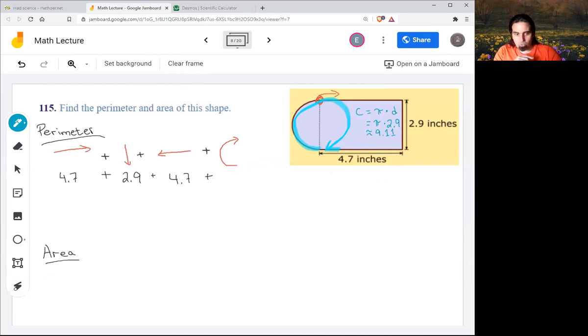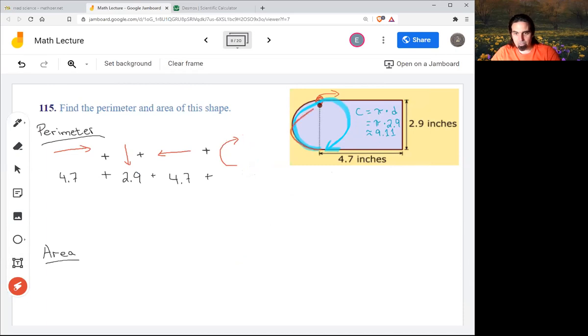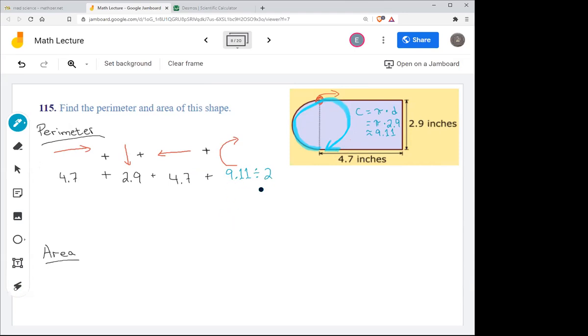Do we want to go all the way around the circle? No, we only want to go halfway around, right? This far. The outside of our original shape does not include the second half of the circle. So we're going to have here 9.11 divided by 2. Everyone okay with that?